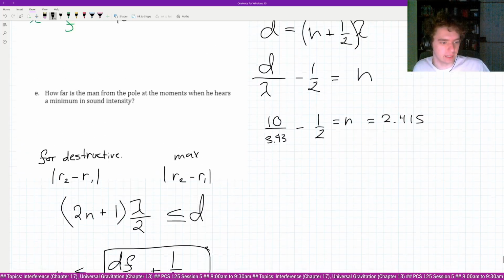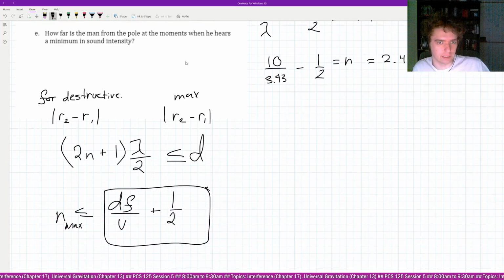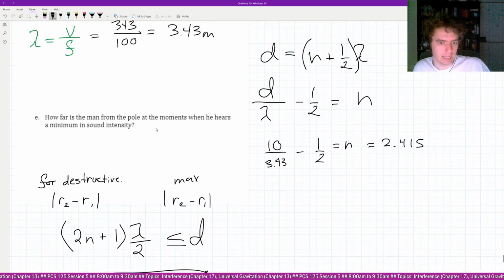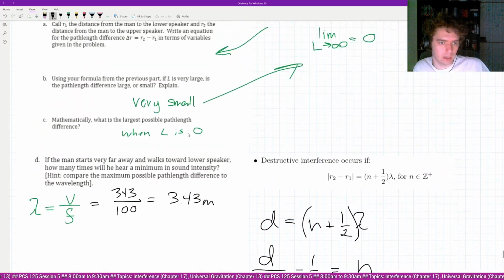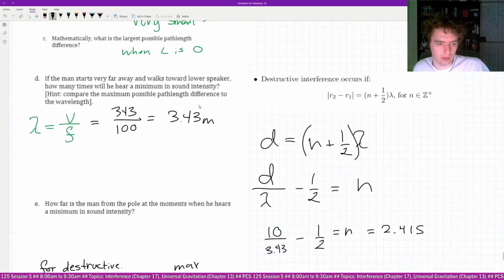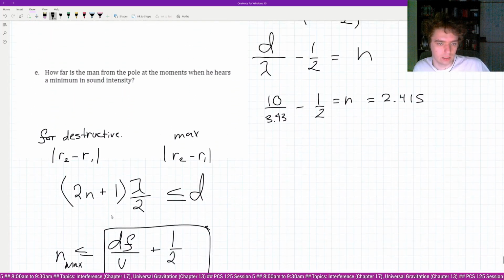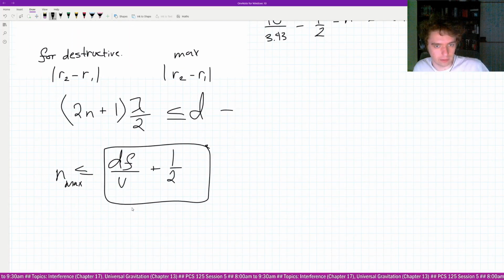Let's move on though, because we only have about half an hour left. So let's try to get more questions done. How far is the man from the pole at the moment he hears a minimum in sound intensity? Well, we want to just find L for any of these n's. Let me manually rearrange this because I think this was including -1, but I want to use +1.